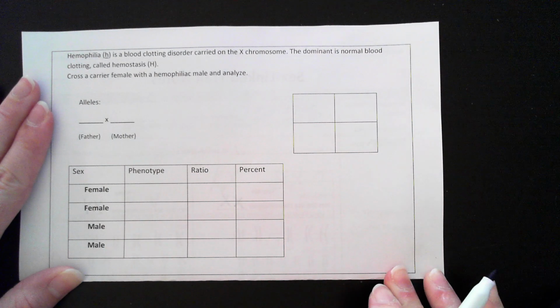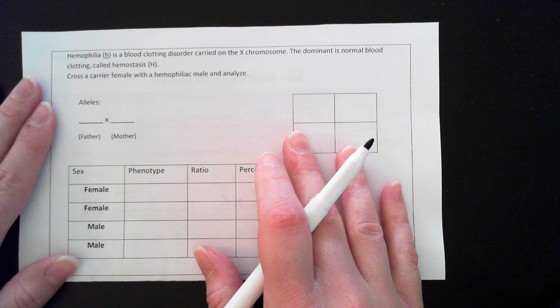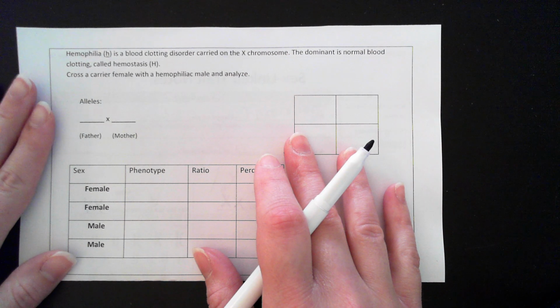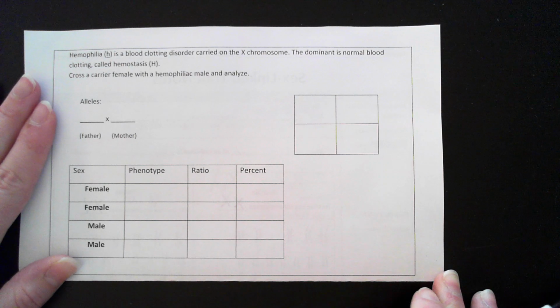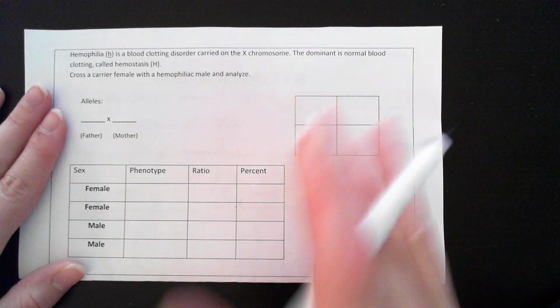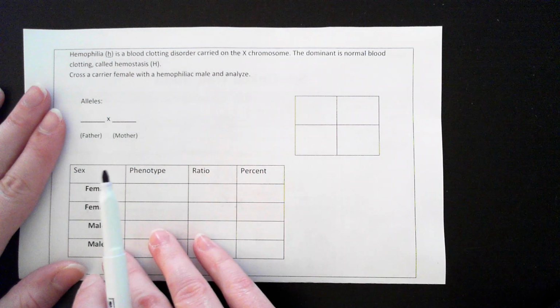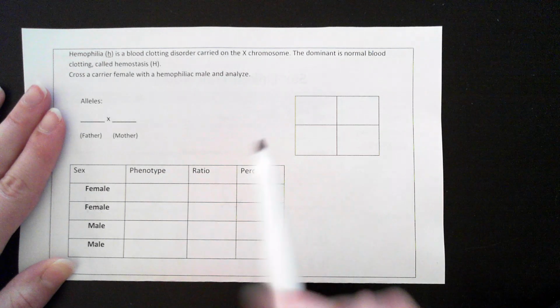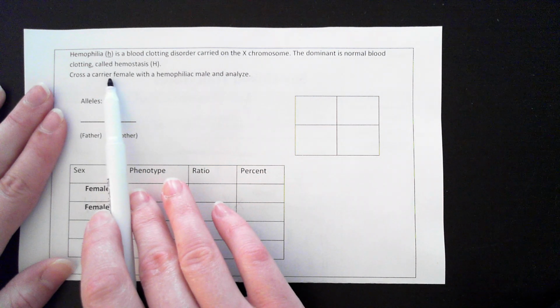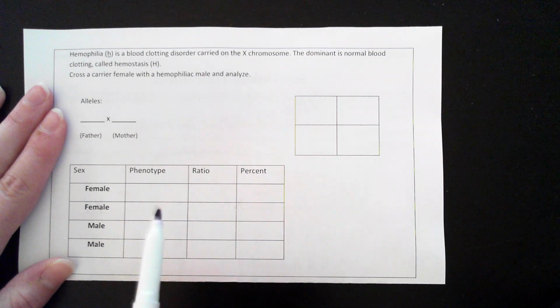Hemophilia is a blood clotting disorder carried on the X chromosome. The dominant is normal blood clotting called hemostasis. So it is normal that if you were to get a cut or some sort of injury, your blood would clot to form a scab. In an individual with hemophilia, which is recessive, their blood would not clot to form a scab. We're going to cross a carrier female with a hemophiliac male, and then we're going to analyze.